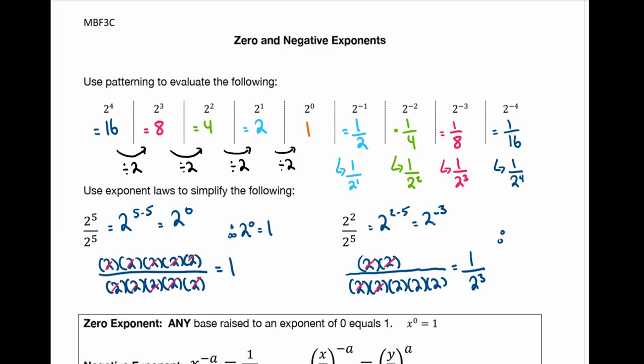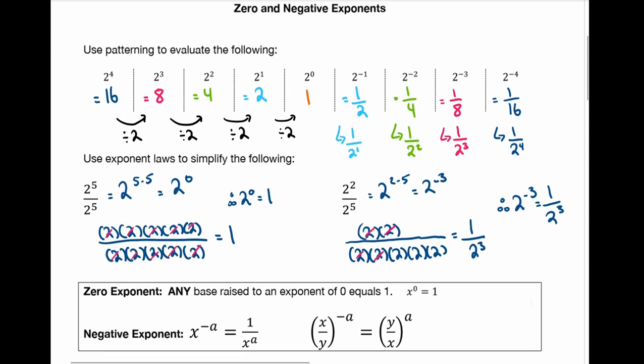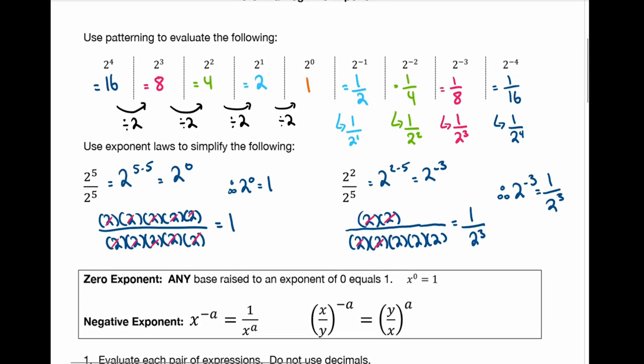So that means that 2 to the power of negative 3, which I found out by using my product or my division rule, is equal to 1 over 2 to the power of positive 3. And we have seen that before in the patterning above. So hopefully from these two investigations, we can see what our rule is for when we have a 0 exponent and when we have a negative exponent.